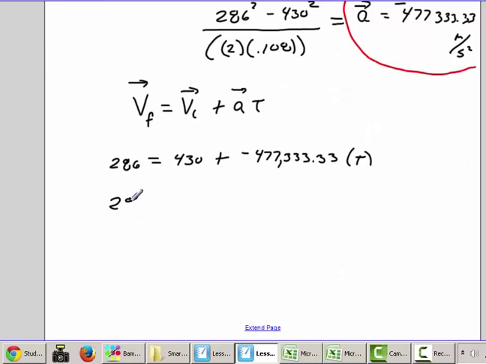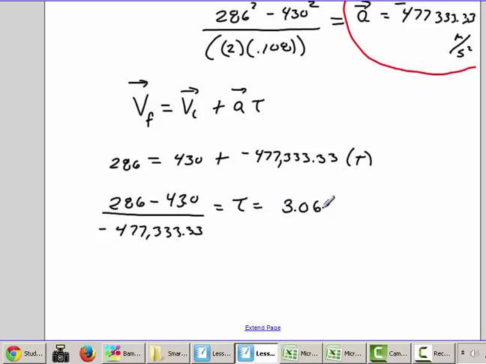It gives me 286 minus 430, and we will divide by negative 477,333.33. I'll run that number right there. That gives me 286 minus 430, divided by that acceleration, and that's going to give me a time of 3.01676 times 10 to the minus fourth.